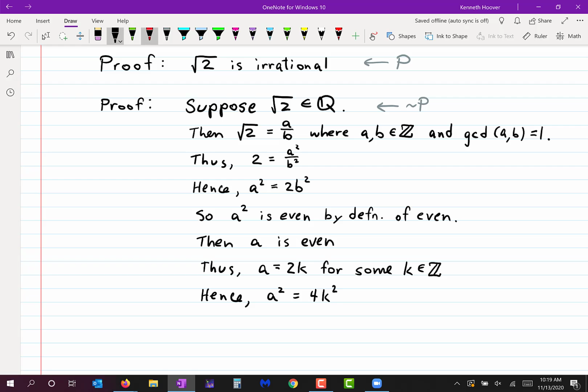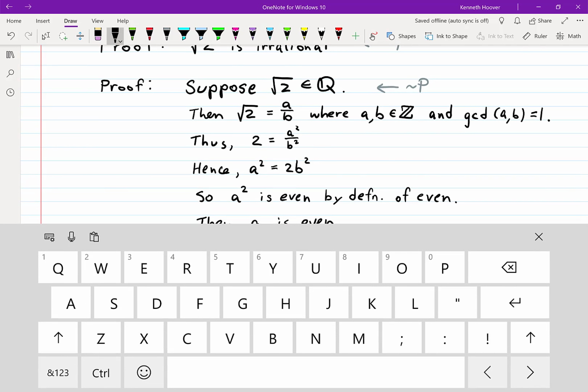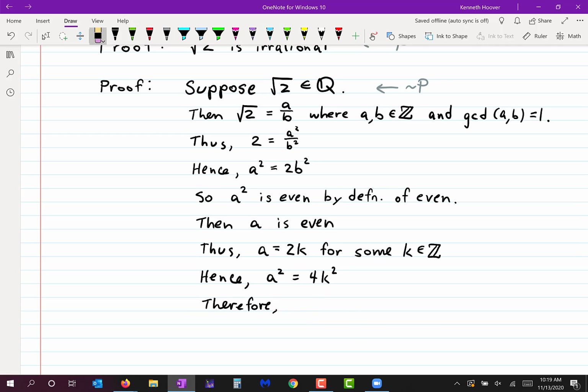Okay, now, up here we have a squared equals 2b squared. And here we have a squared equals 4k squared. So what does that mean? That means that 2b squared must equal 4k squared. So b squared would equal 2k squared.